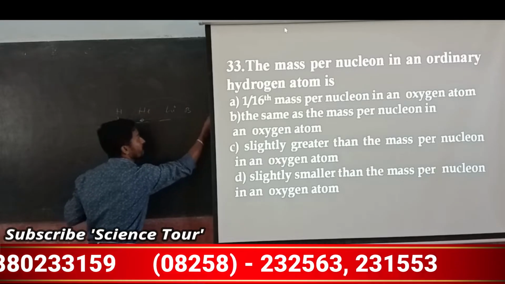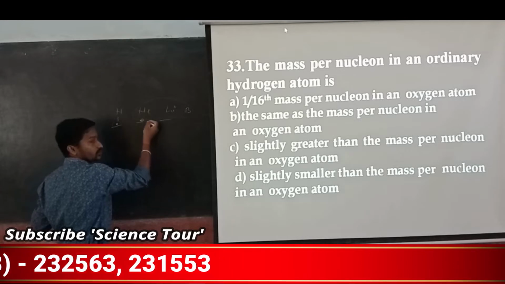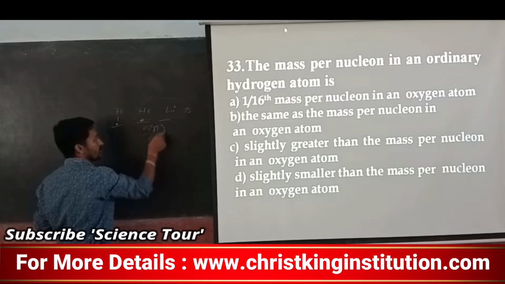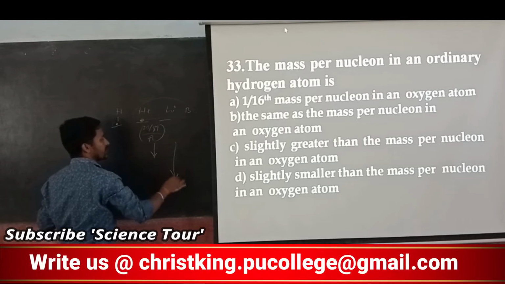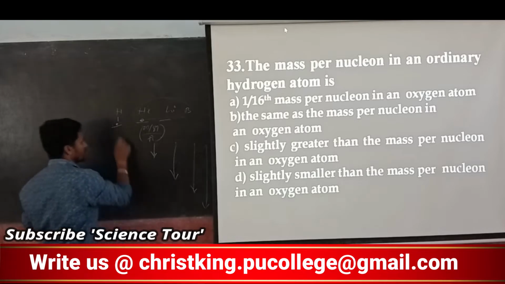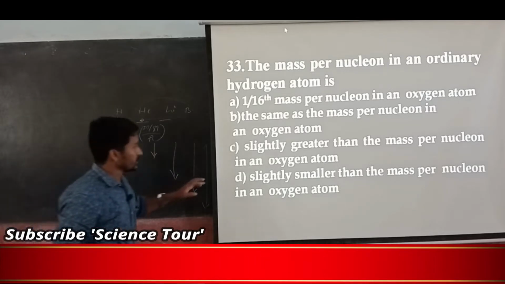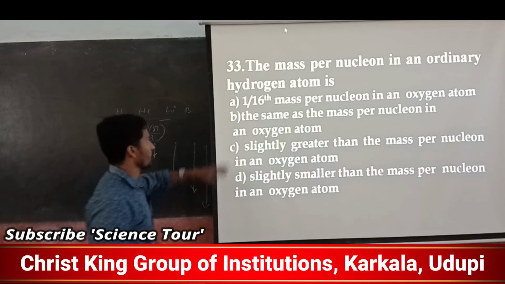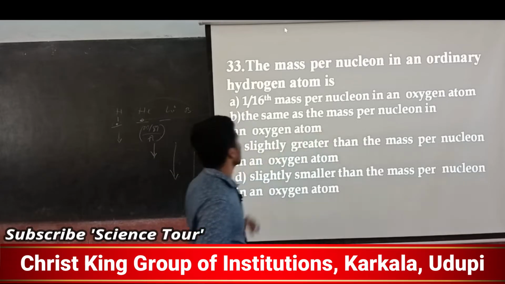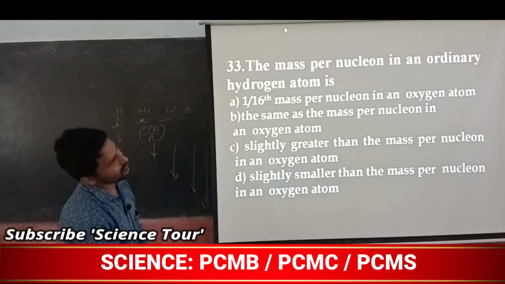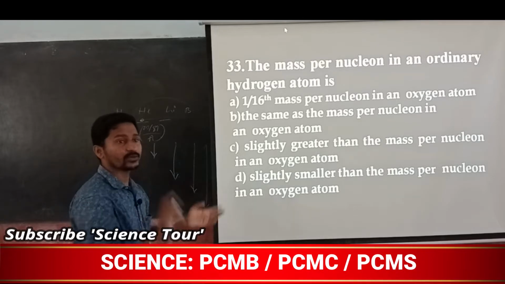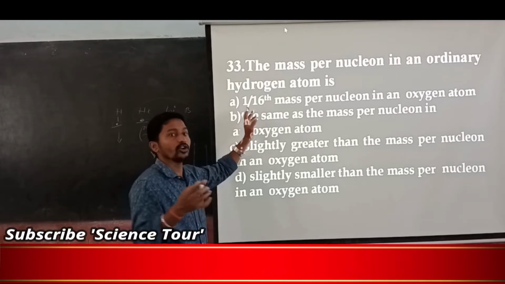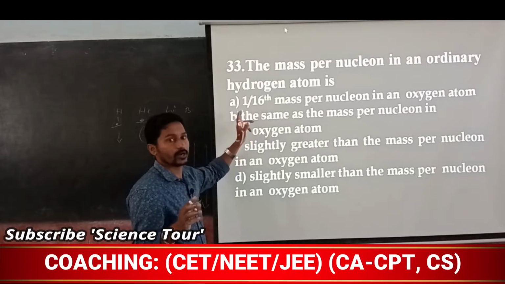So if you calculate the average, mass increases, which means nucleons also increase. If you divide mass by mass number, it becomes less and less, but for hydrogen it is a little more. That's why it is slightly greater than the mass per nucleon in an oxygen atom, and the others are not. 1/16th of the mass per nucleon of the oxygen atom is wrong, because the mass number of oxygen is 16 and exactly it won't be there. Nucleons increase to 16, so it is not exactly 1/16th.